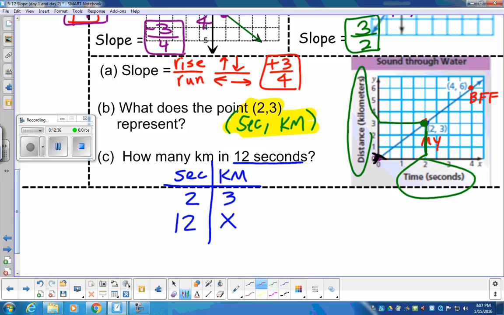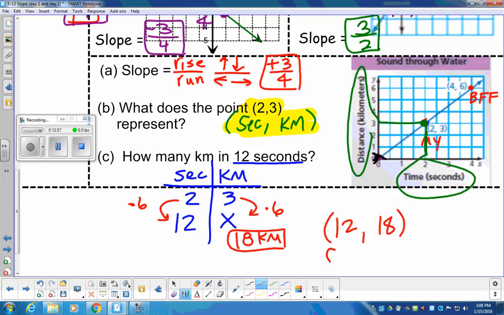You can use some mental math here to solve. You might recognize that if you multiply down here, you can multiply by 6, which means you can multiply this by 6, which gives you 18 kilometers. Maybe you calculated a unit rate. Maybe you did lots of things. But any way you slice it, you need to come up with that 12 seconds. 12 seconds is 18 kilometers.